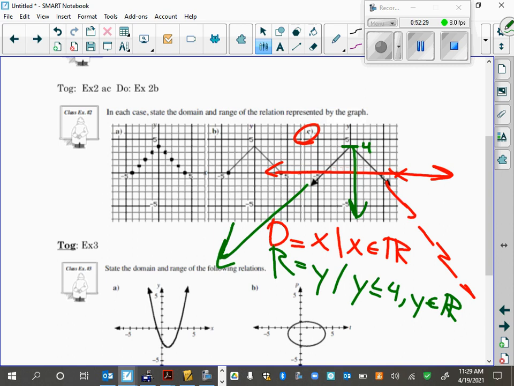Now, when it's pointing down, that's going to give you a less than symbol. If a parabola is pointing down, you're going to have a range going less than or equal. If a parabola is pointing up, that means greater than or equal. Which is usually what you're going to have, a parabola, not these two lines.